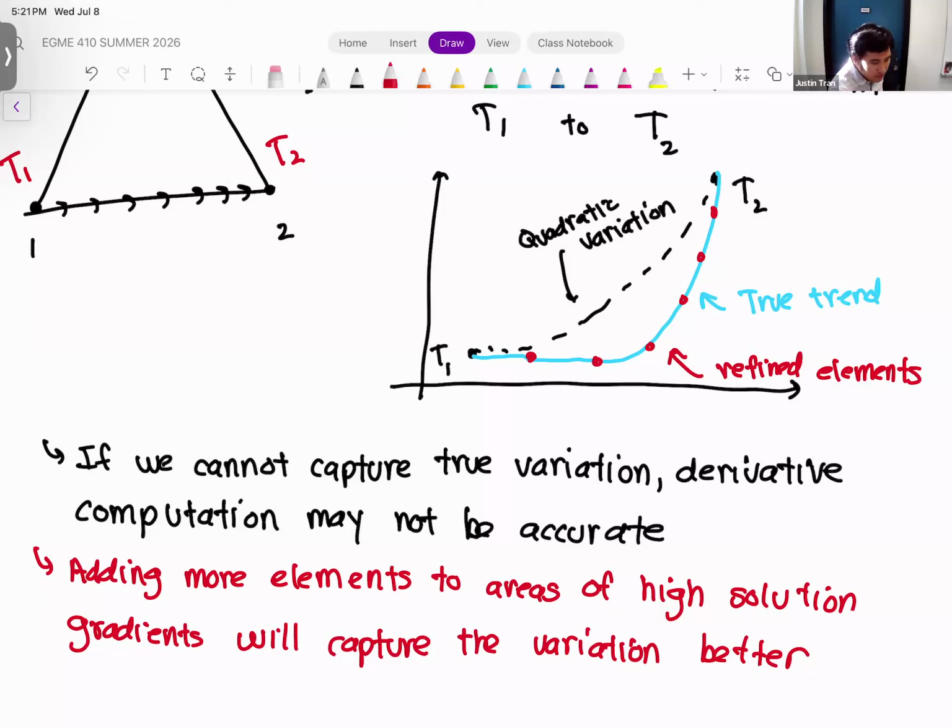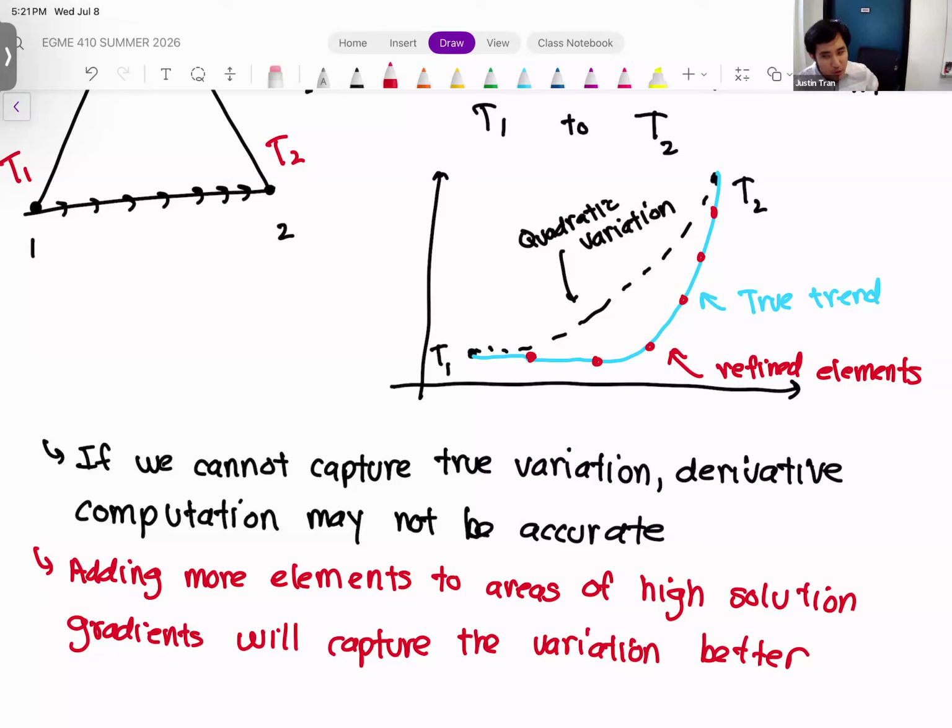So one thing that you're going to see is that refining the mesh is the solution to every mesh related problem. If you're getting poor accuracy, just refine the mesh. If you're getting poor quality elements, just refine the mesh. You have high solution gradients, just refine the mesh. And yes, it is true that refining the mesh will solve a lot of these problems. But remember, refining the mesh gives you a different problem in that it also increases the cost of your simulation. So you can't just be throwing elements everywhere.